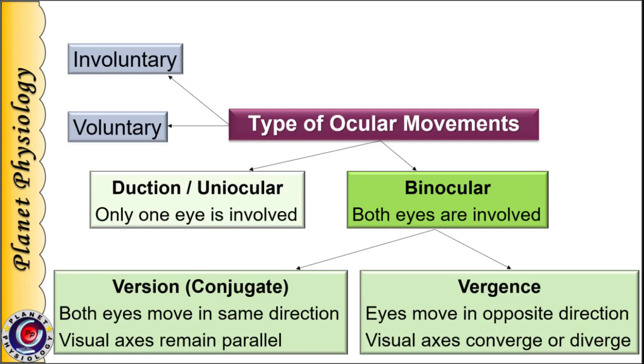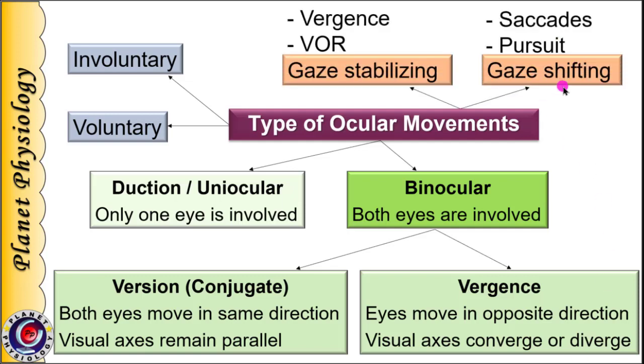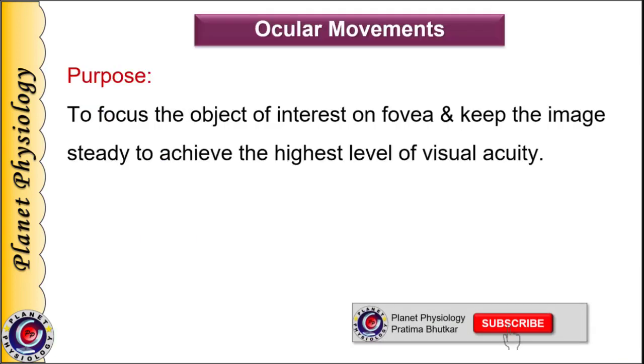Based on the purpose, ocular movements can be divided into gaze shifting movements, which include saccades and pursuit movements, and gaze stabilizing movements, which include vergence and vestibulo-ocular reflex. Today we shall study these 4 movements in detail. The basic purpose of ocular movements is to focus the object of interest on fovea and keep its image steady to achieve the highest level of visual acuity.